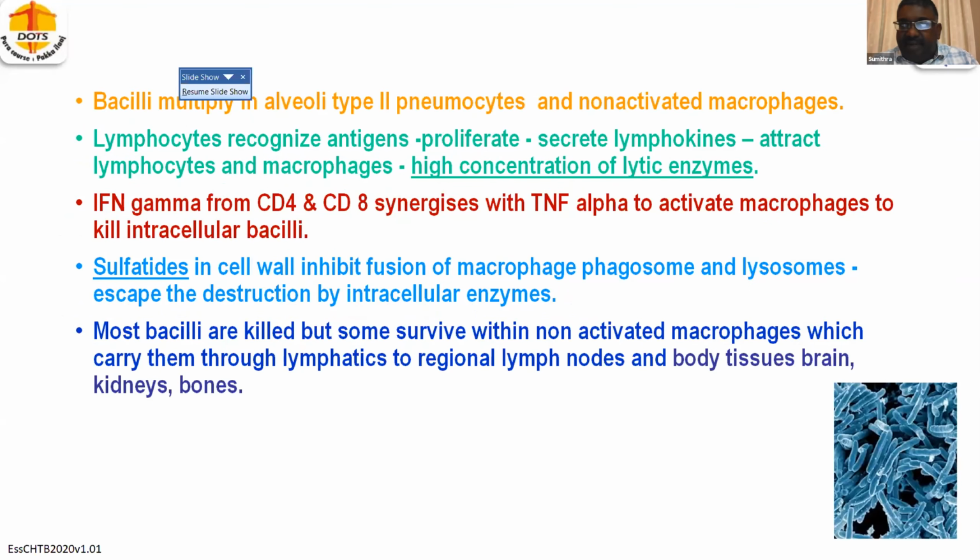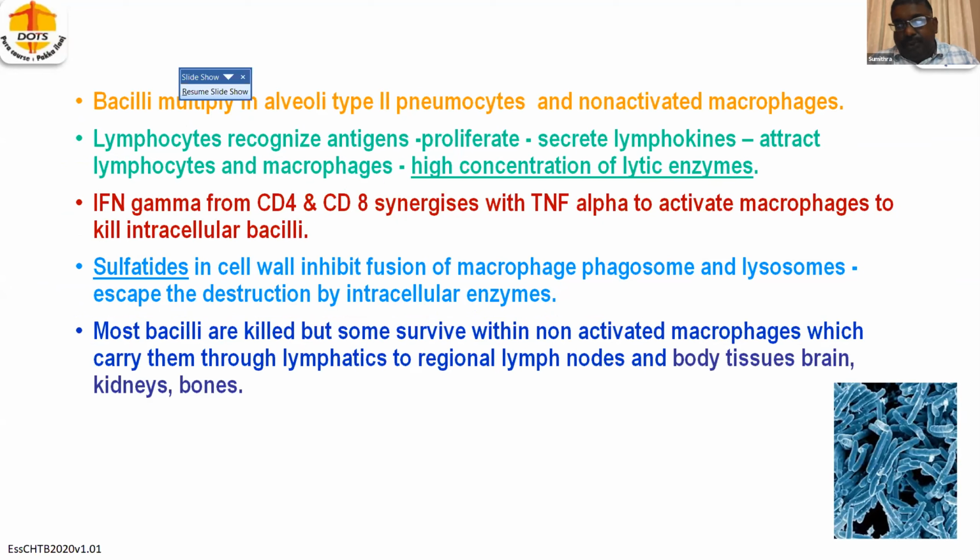Then bacilli will multiply in the alveolar type 2 pneumocytes and non-activated macrophages. The lymphocytes will recognize these antigens and they proliferate. That is where lymphocytosis occurs. They secrete lymphokines which attract lymphocytes and macrophages with a high concentration of lytic enzymes. And we should know that interferon gamma and TNF alpha, these 2 things, are very important in the pathophysiology of tuberculosis.